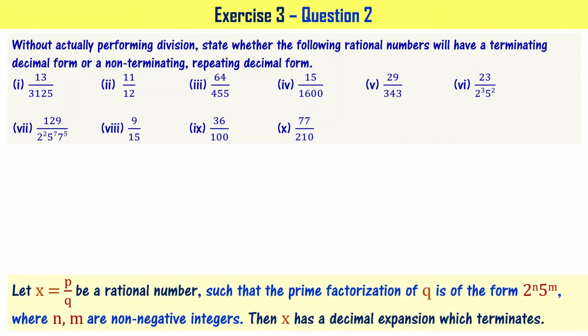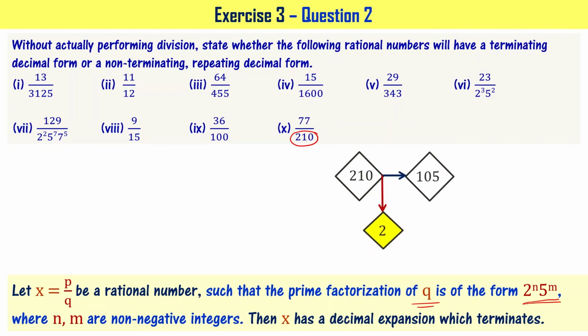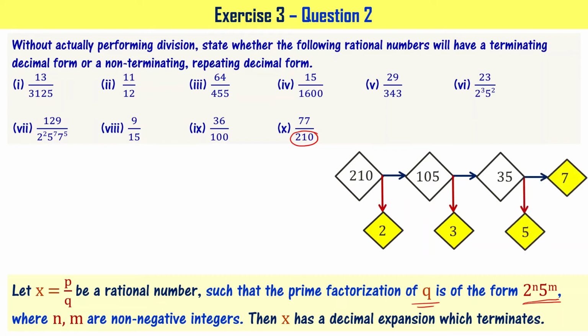Let's look at the prime factors of 210, right? That is the denominator q. So we have to see whether it can be expressed in the form of 2 power n 5 power m or not. 210 can be written as 2 times 105. 105 can be written as 3 times 35, and 35 can be written as 5 times 7, right? Look at this. We can write it as 2 times 3 times 5 times 7, right? You have 3 as a factor extra and 7 as a factor extra.